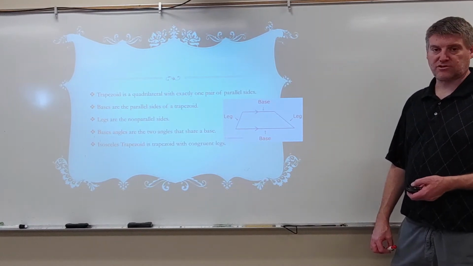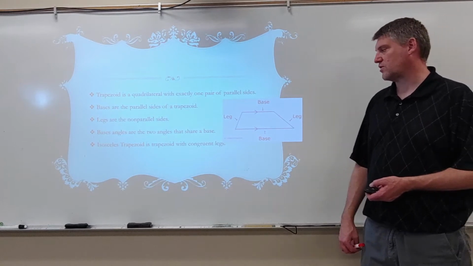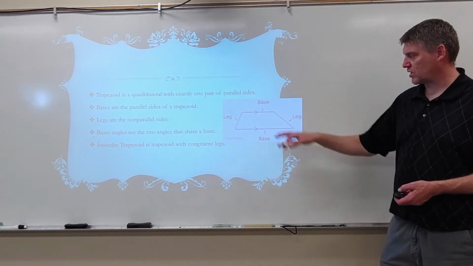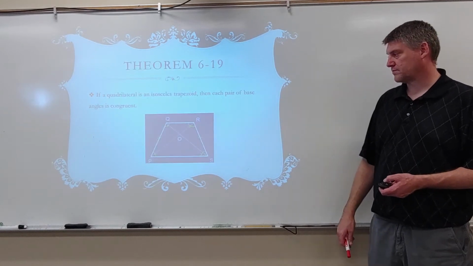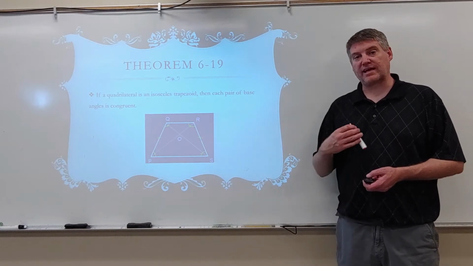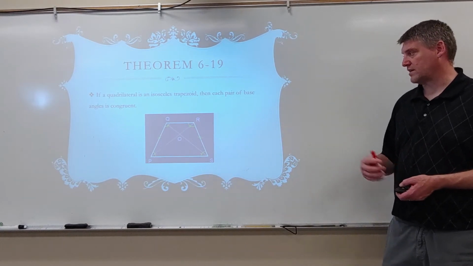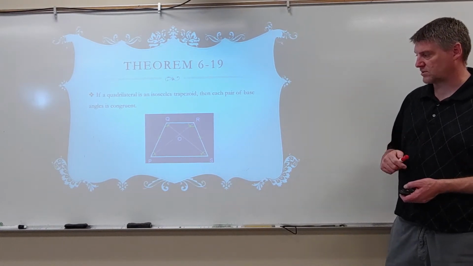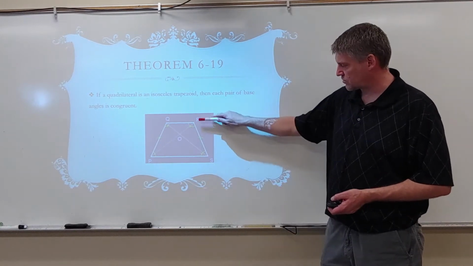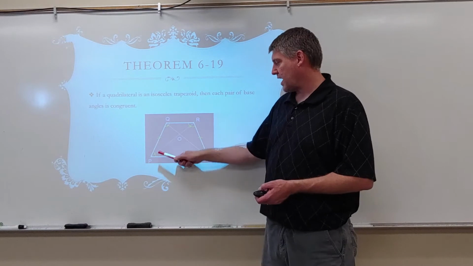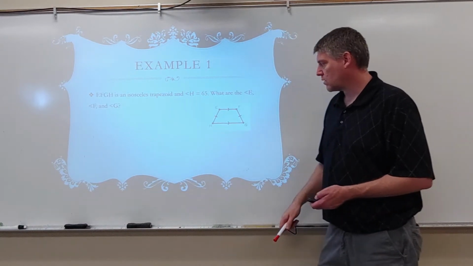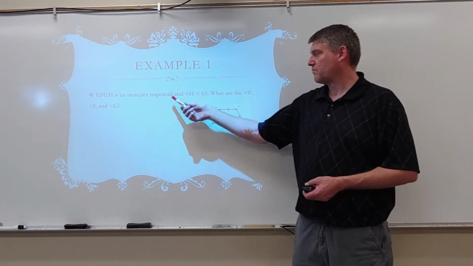An isosceles trapezoid is a trapezoid with congruent legs. So the legs are congruent, the bases are parallel. If a quadrilateral is an isosceles trapezoid, then each pair of base angles is congruent. So here, QPS is congruent to RSP, and PQR is congruent to SRQ. Okay?